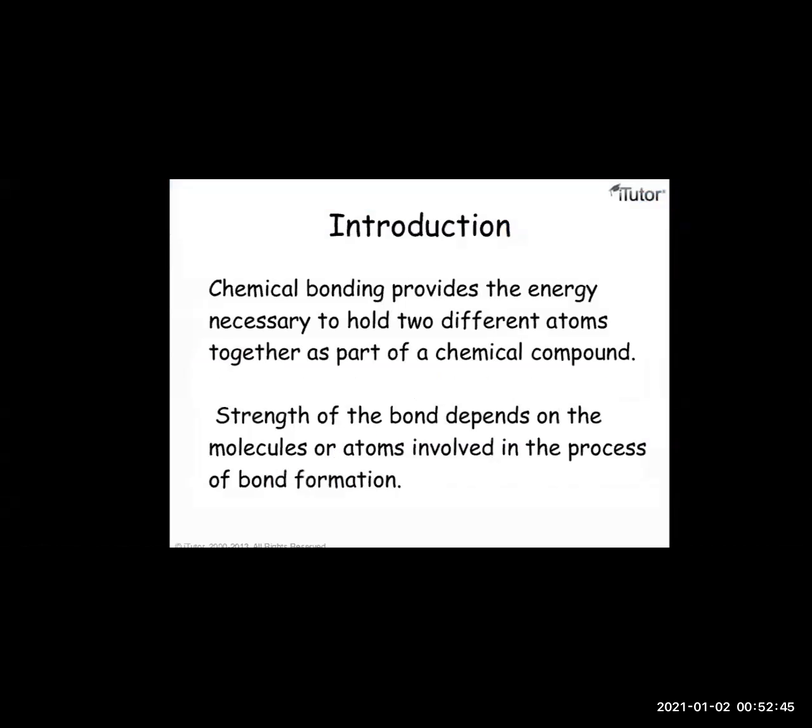Okay, now let's move towards the chemical bond. Now, what is a chemical bond? The chemical bond provides energy to hold two different atoms together in a chemical compound. Electrons are present in the atom, and those electrons are held with different atoms. So when atoms are held together with the help of a chemical bond, that is called chemical bonding.